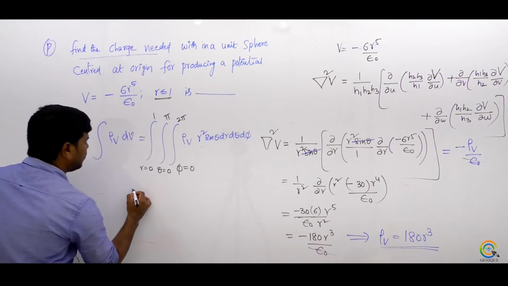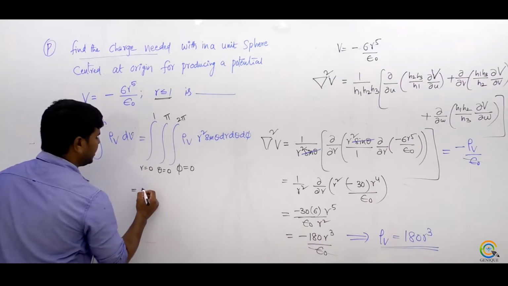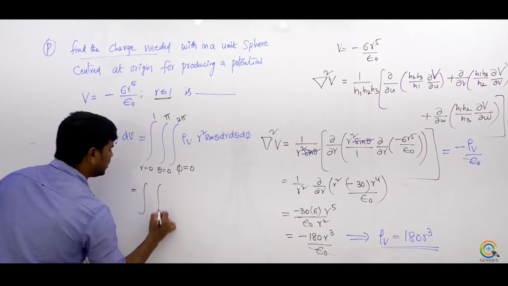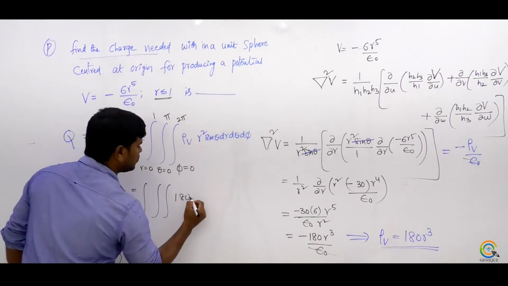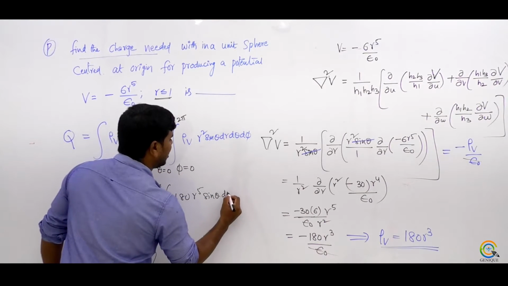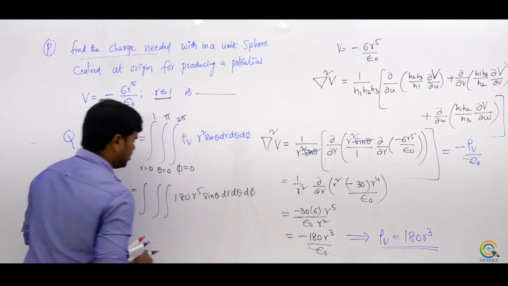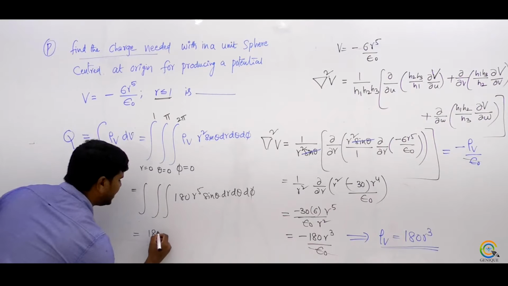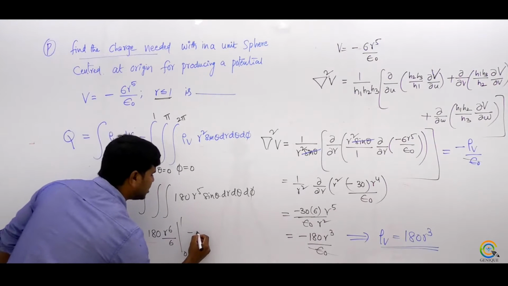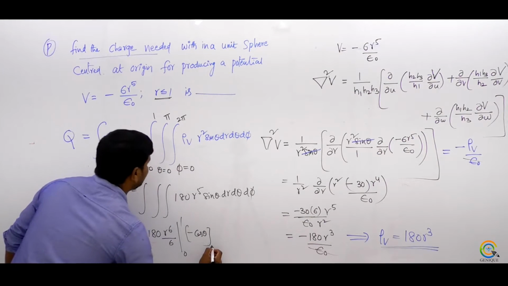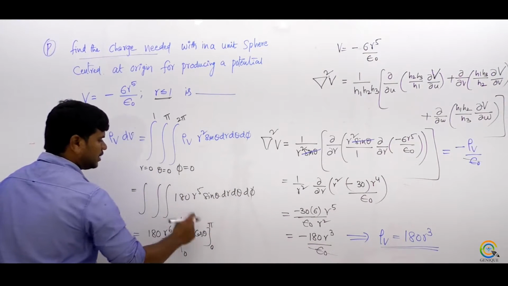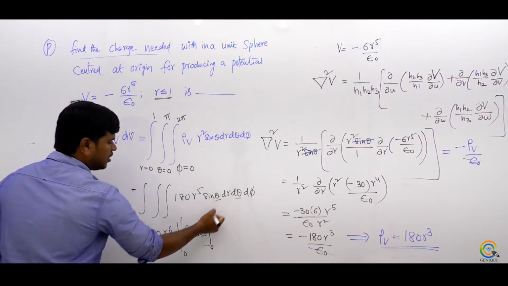So if you simplify this, what will I get? It is the integral of rho v. Rho v is nothing but, I am writing the triple integral, 180 r cube into r square, r power 5, sin theta dr d theta d phi. So if you simplify this, you will get 180 r power 6 divided by 6 from 0 to 1, and the integral of sin theta is minus cos theta from 0 to pi.